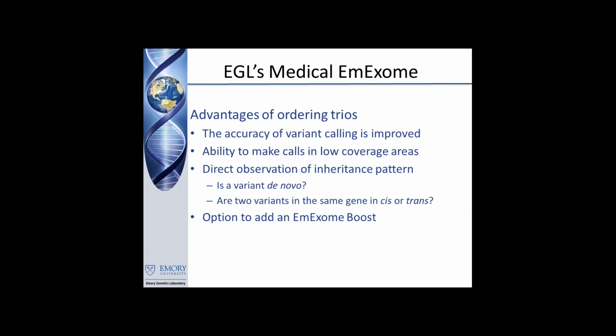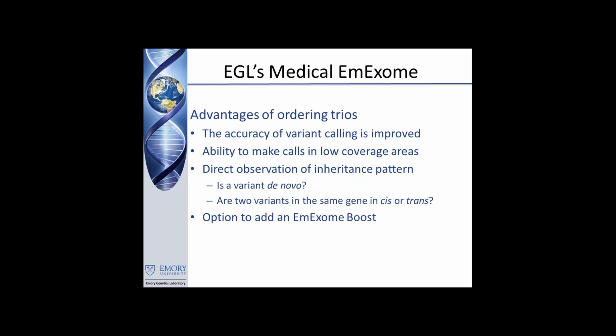Some of the advantages of ordering trios, because we're able to see the calls from all three of those individuals, the accuracy of the variant calling is improved, and we're also able to make calls in low coverage areas. It also allows us to make direct observation of the inheritance pattern. So we can instantly see if the Proband has a variant and it looks de novo. So Proband has that variant and mom and dad do not have it. And in a gene that we know is associated with a recessive disorder, we're instantly able to see if those variants are segregating. So if one variant came from mom and the other variant came from dad, we might be more suspicious of those variants as opposed to if we saw both of them coming from the mom.